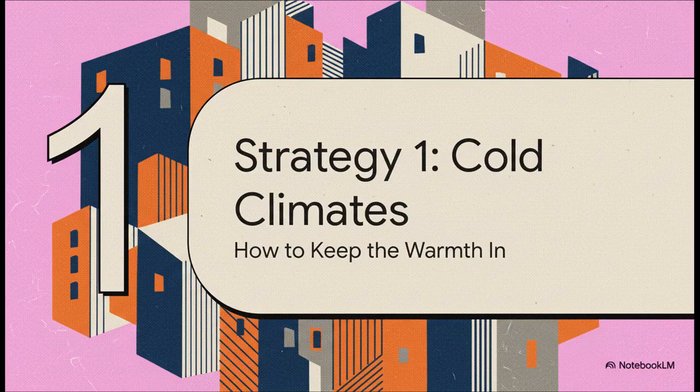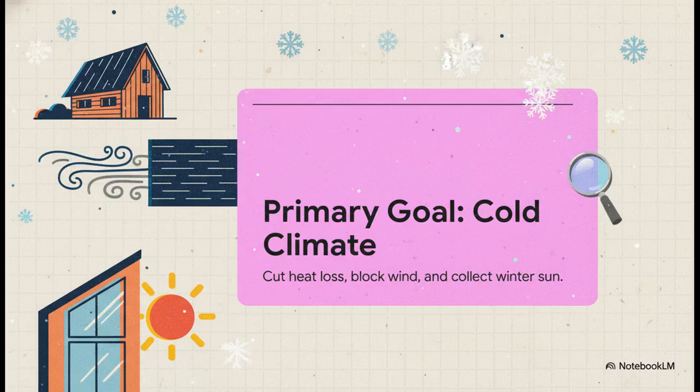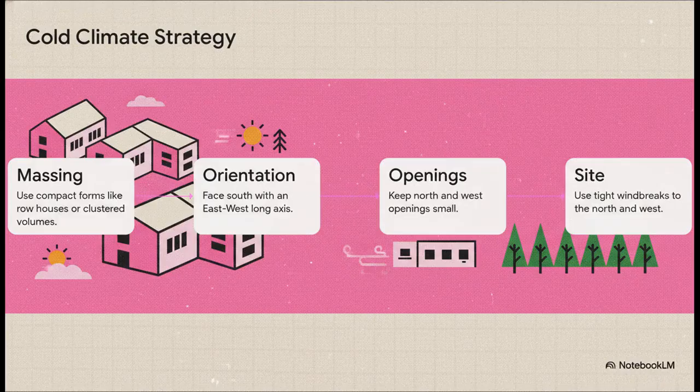First up, cold climates. We're talking about how to keep all that precious warmth in the building. The name of the game is defense against the cold. So the primary goal here is pretty simple. We've got to cut heat loss, block that biting wind, and soak up as much of that winter sun as we possibly can. Think of it like building a thermal fortress. Everything we do is defensive. So how do we do that?